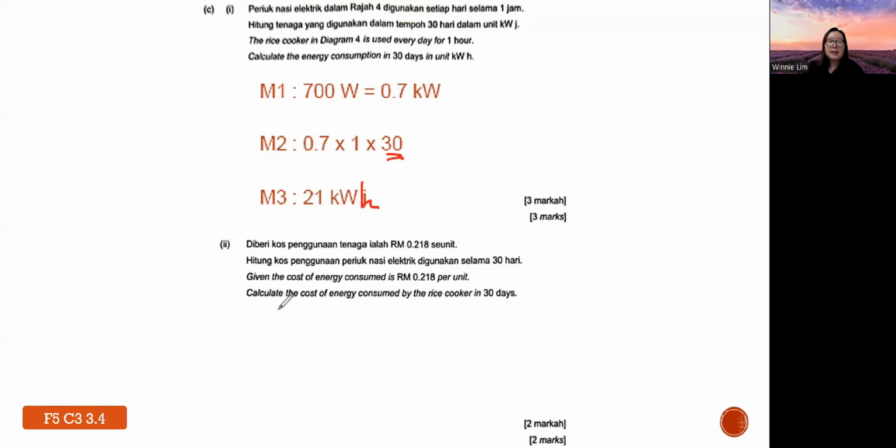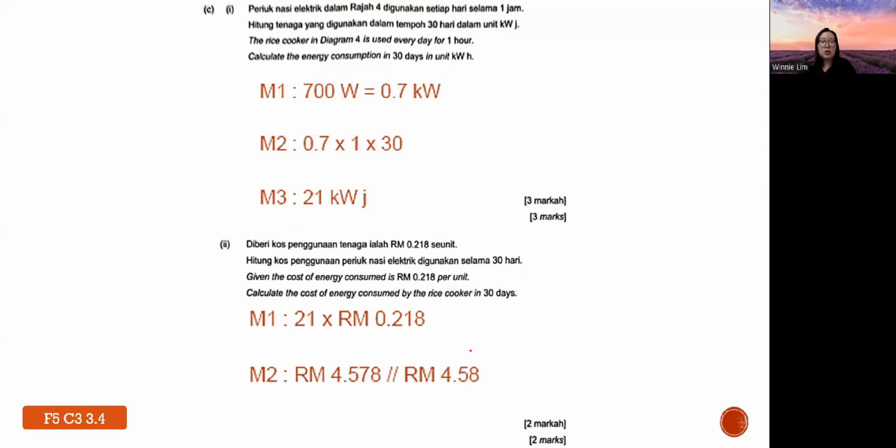So regarding the idea of cost, they will tell you the unit is also in kilowatt hour. So that's why we straight away use 21 times 0.218 ringgit. Then we will have the energy consumption cost: 4.58 ringgit, 58 cents, in 30 days. Of course, you are not only using a rice cooker in the house, right? Aircon, fan. That's how we calculate for all the appliances.